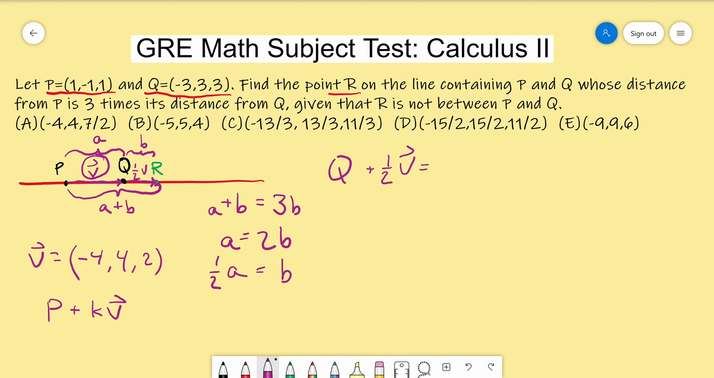What do we get? Well, let's see, negative 3 plus half of negative 4, which is negative 2, so negative 3 and negative 2 is going to be a negative 5. 4 and half of 4 is 2, so 4 and 2 makes 5. And 3 and half of 2 is 1, so 3 and 1 is 4. So our answer should be negative 5, 5, and 4. That's B.